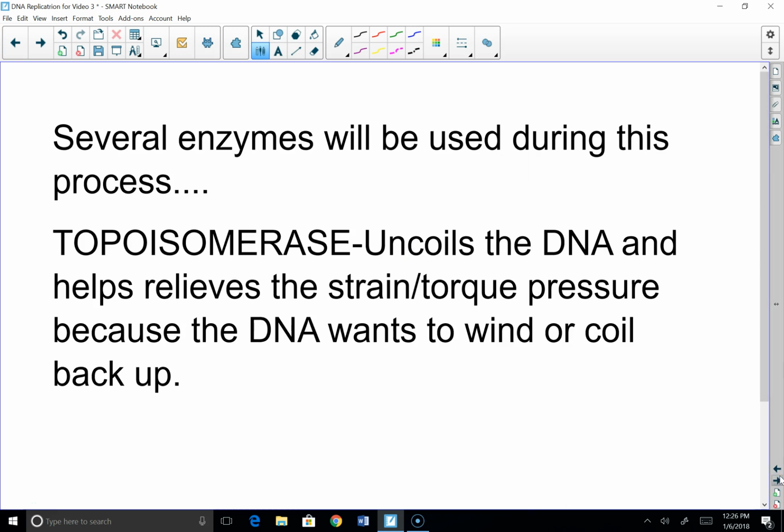Well, this whole process is going to require several enzymes from start to finish. The first one is called topoisomerase. This has several jobs. First is to help uncoil or unwind the DNA, or to relieve the strain or torque pressure, because of course the DNA loves to be coiled, and to uncoil it does take a certain amount of pressure, and the topoisomerase will do that.